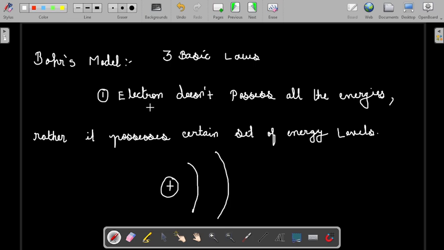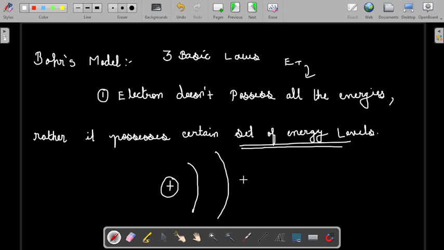The first one is that the electron does not possess just any energy. The ET we have is not possessed by the electron; rather, it possesses a certain set of energy levels. So ET is not a standard quantity of energy possessed by the electron. Instead, there is a set of energy levels. We know the shells K, L, M, N, and that is what they are indirectly saying.